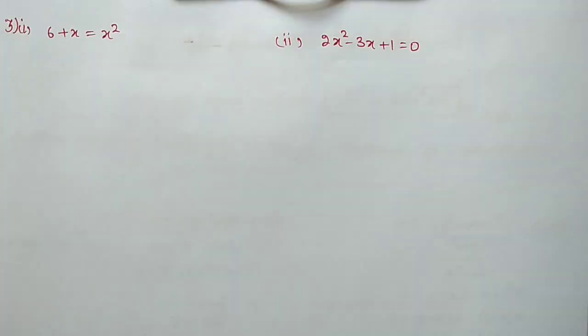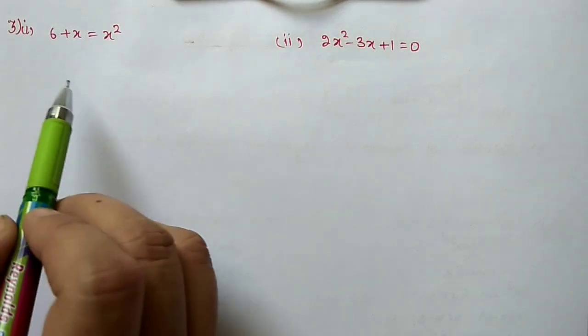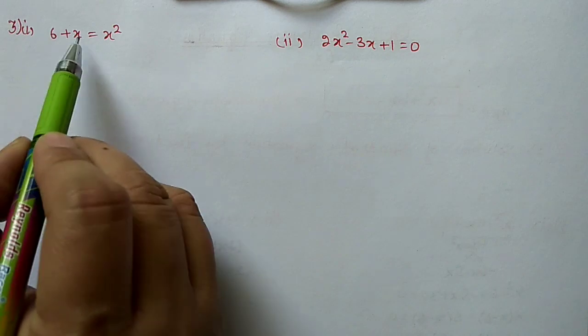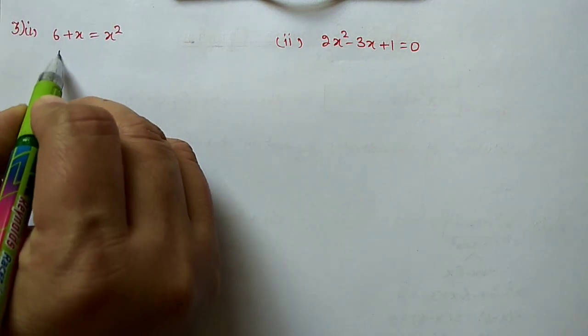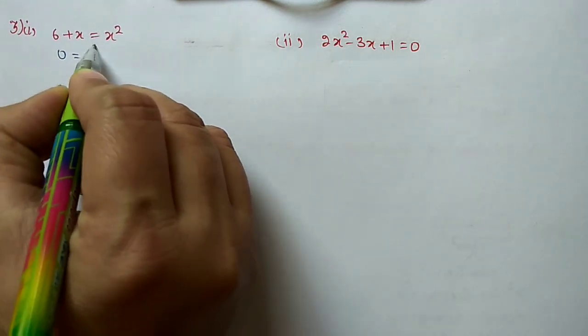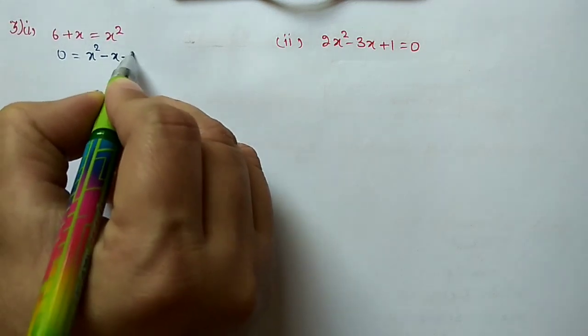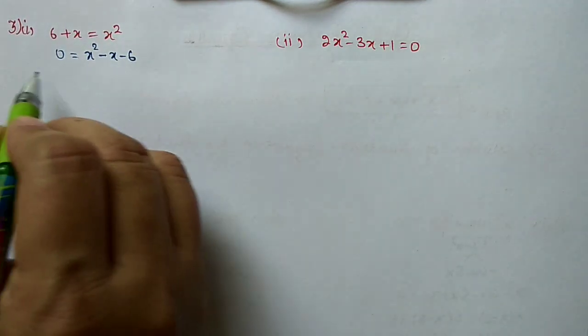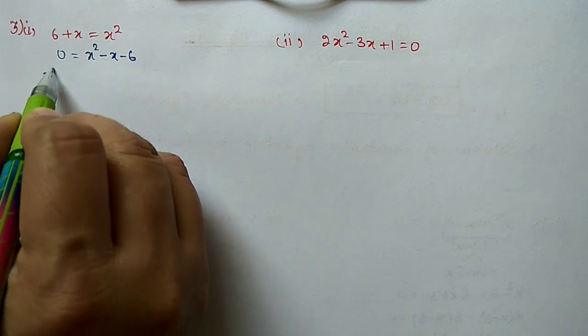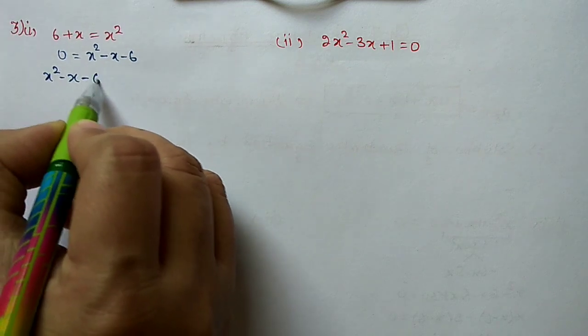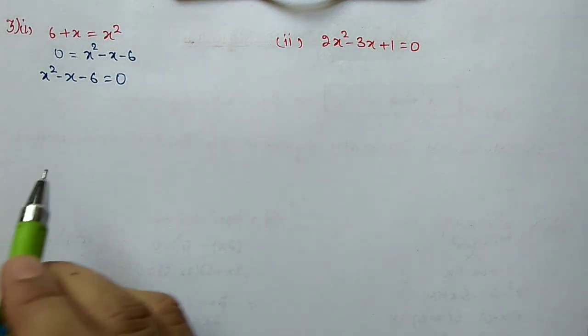Next question number 3, first part, 6 plus x equal to x square. So first we will shift everything one side. This 6 and x also we are shifting that side. So it will become 0 is equal to x square minus x minus 6. Now both the side we can switch. x square minus x minus 6 is equal to 0.